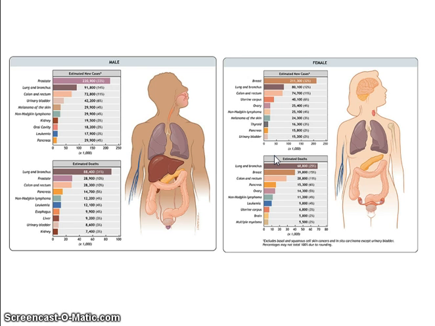So what you have here is a comparison of male and female cancer rates. And if you'll notice, the prostate and the breast cancers are near the top, and then all the way down to the pancreas and urinary bladder cancers for men and women.